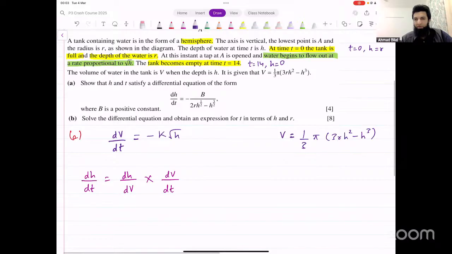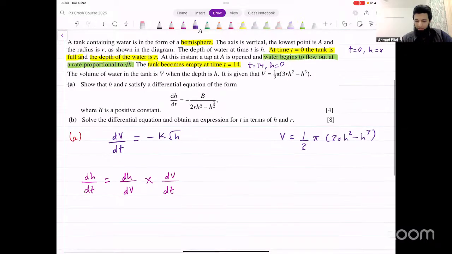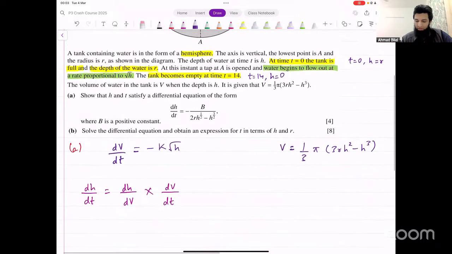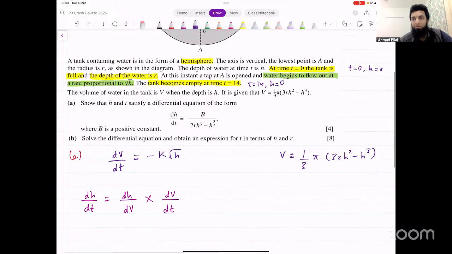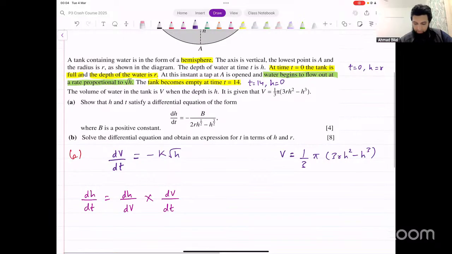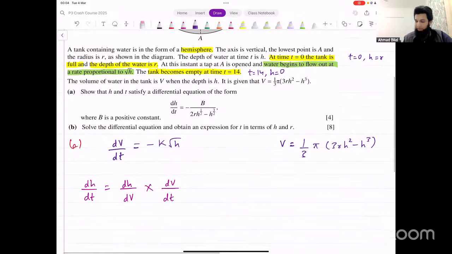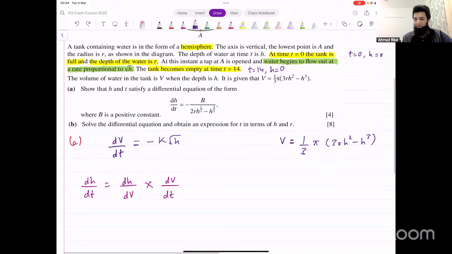What would be the V equation given in the question? What do you mean by that? Okay, all right. V is equal to this, 1 over 3 pi into 3R h squared minus h cubed.